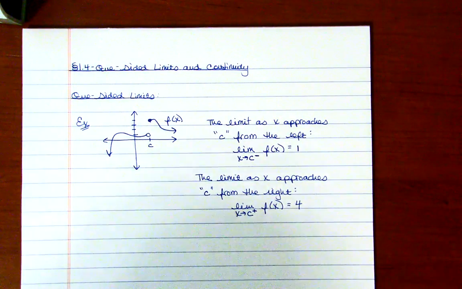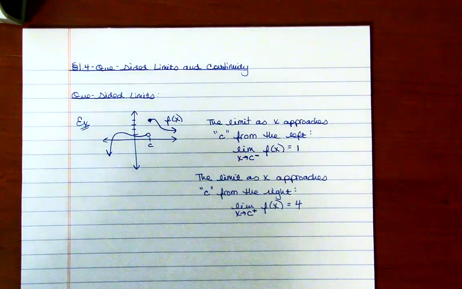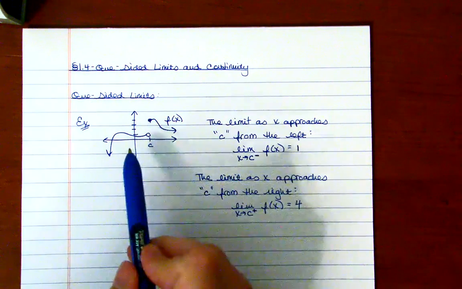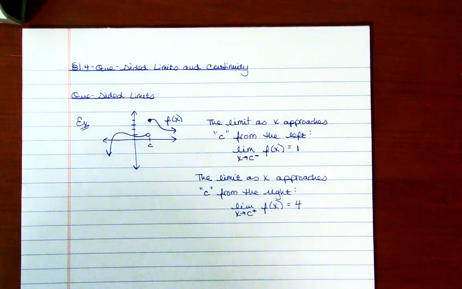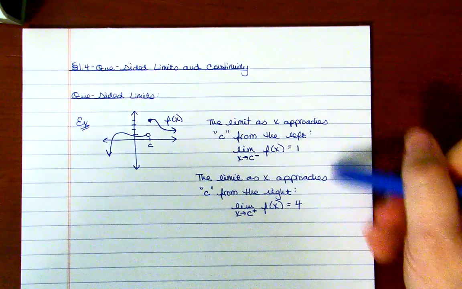I don't care that this one happens to be an open circle and this one happens to be a closed circle. That has nothing to do with our limit. Remember, the big idea with limits is we care about what happens as we get close to that x value, but I don't care about what's happening right at that x value. So we have our first two one-sided limits.